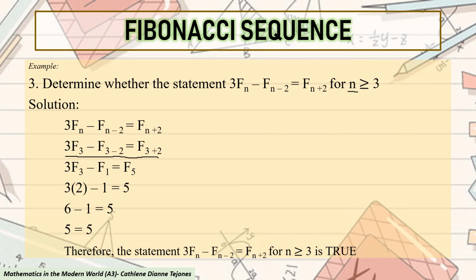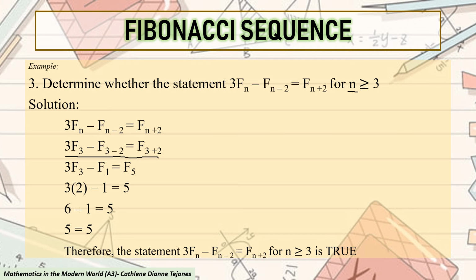3 times f sub 3 minus f sub 3 minus 1 is equal to f sub 3 plus 2. 3 times f sub 3 minus f sub 1, and 3 plus 2 is equal to 5, which is f sub 5. If we take a look at our chart, f sub 3 is equal to 2, f sub 1 is equal to 1, and f sub 5 is equal to 5. So all we do is substitute. So 3 times 2 minus 1 is equal to 5. So 6 minus 1 is equal to 5, and 5 is equal to 5.